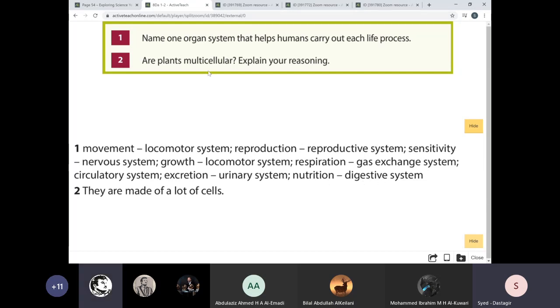Shall I write them in my book, the answers? You can, yes. Right, so plants, they're multicellular. Why? Because they're made of loads of cells. We're made of loads of cells.